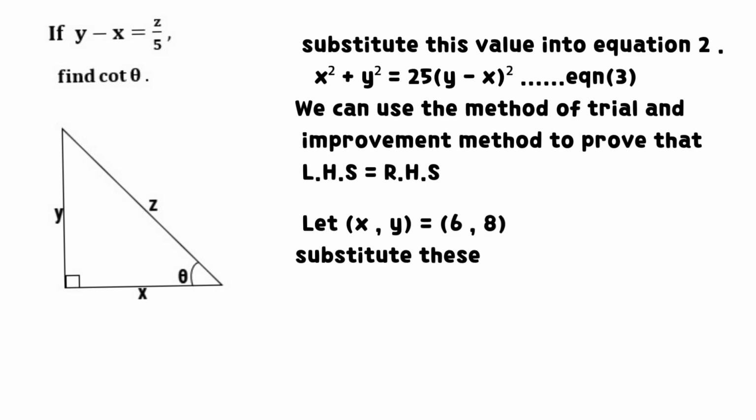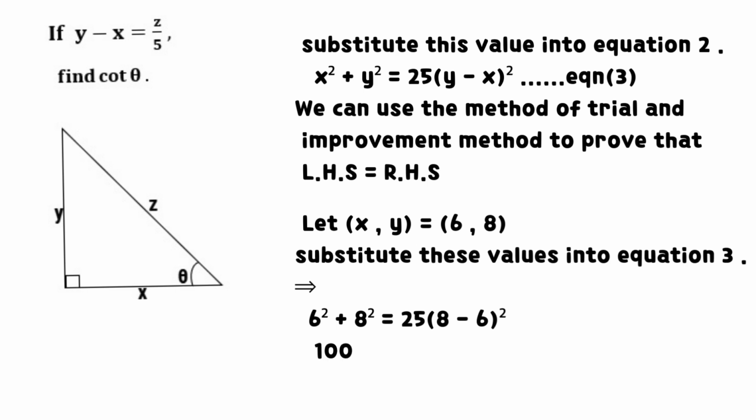Let x and y be equal to 6 and 8, respectively. We now substitute these values into equation 3, so that the sum of the square of 6 and the square of 8 equals the product of 25 and the square of 8 minus 6. We obtain that 100 equals 100. This is a true statement.